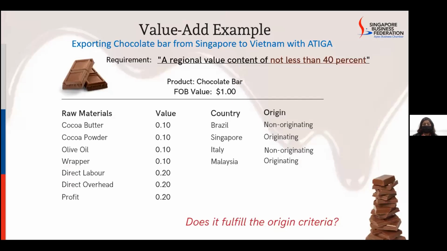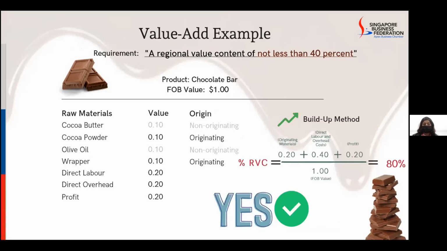Let's take the chocolate bar again as an example. We are exporting this product from Singapore to Vietnam using ATIGA, and the rules of origin is that the RVC content cannot be less than 40%. The FOB value is $1. So using the build-up method, do you think that this product meets the origin criteria? So yes, it actually does meet the origin criteria. As we can see from the formula on the right, we take the price of the originating materials, which is the cocoa powder and the wrapper, plus the direct labor and the direct overhead cost, plus the profit, all divided by the FOB value of the goods, you get 80%. Therefore, this product does meet the rules of origin.